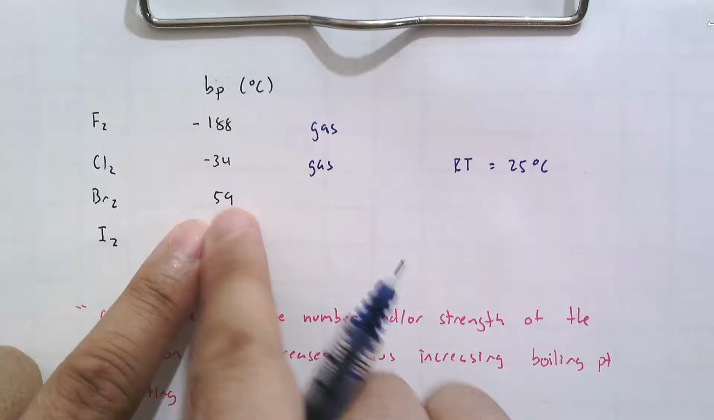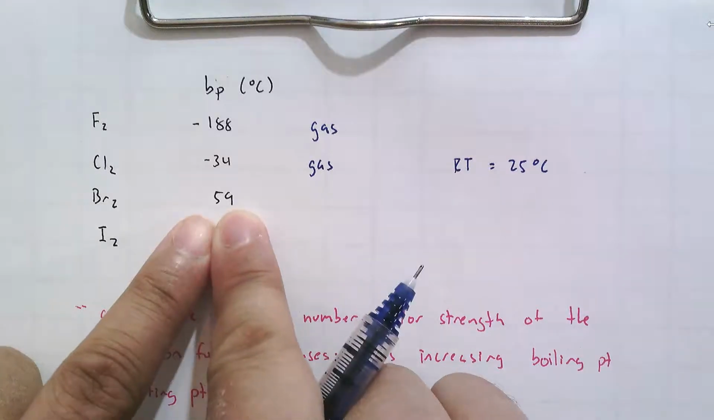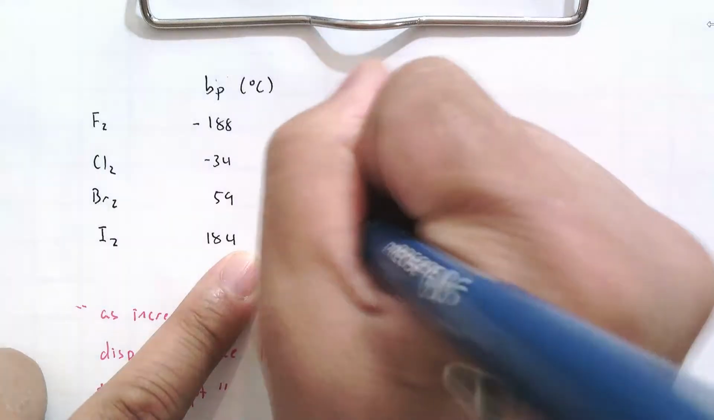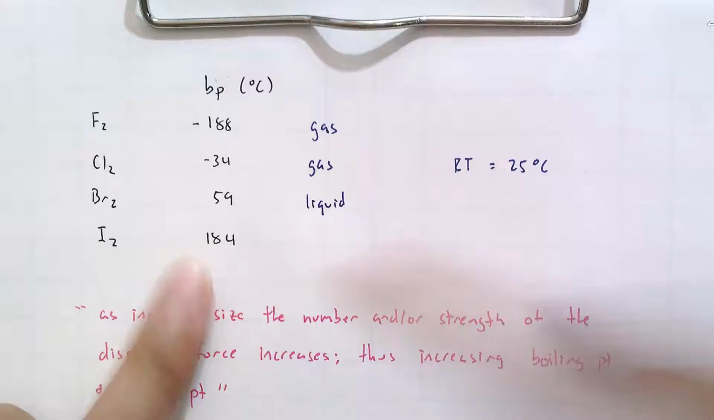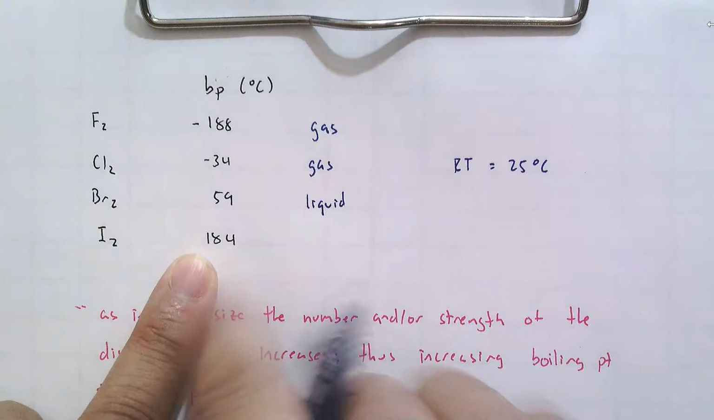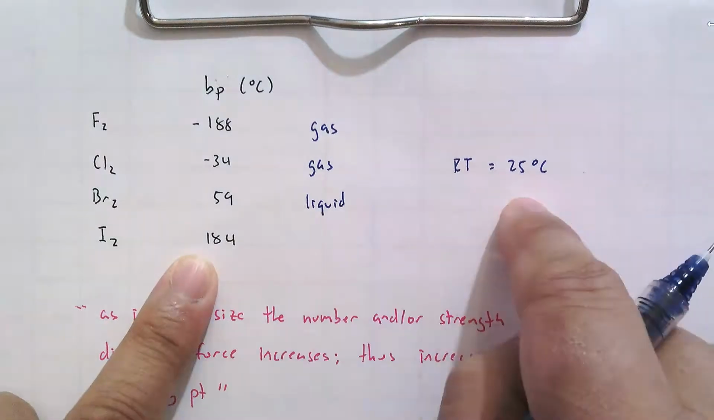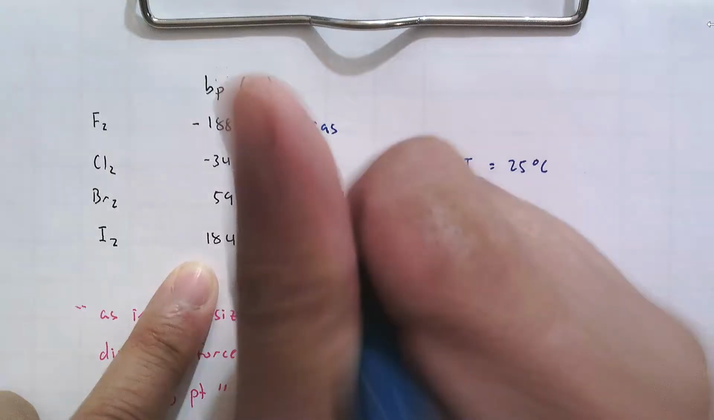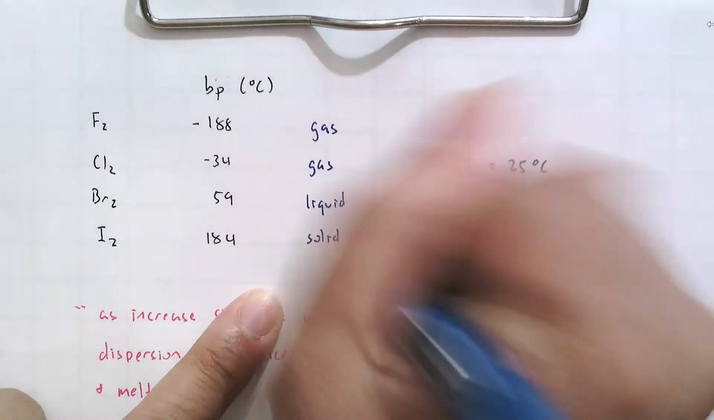But here, the boiling point is 59 for bromine. And at 25 degrees, we had not reached the boiling point yet. This is a liquid. And this one, I don't have any data for the melting point, but at room temperature we had not reached the melting point yet. This is a solid.